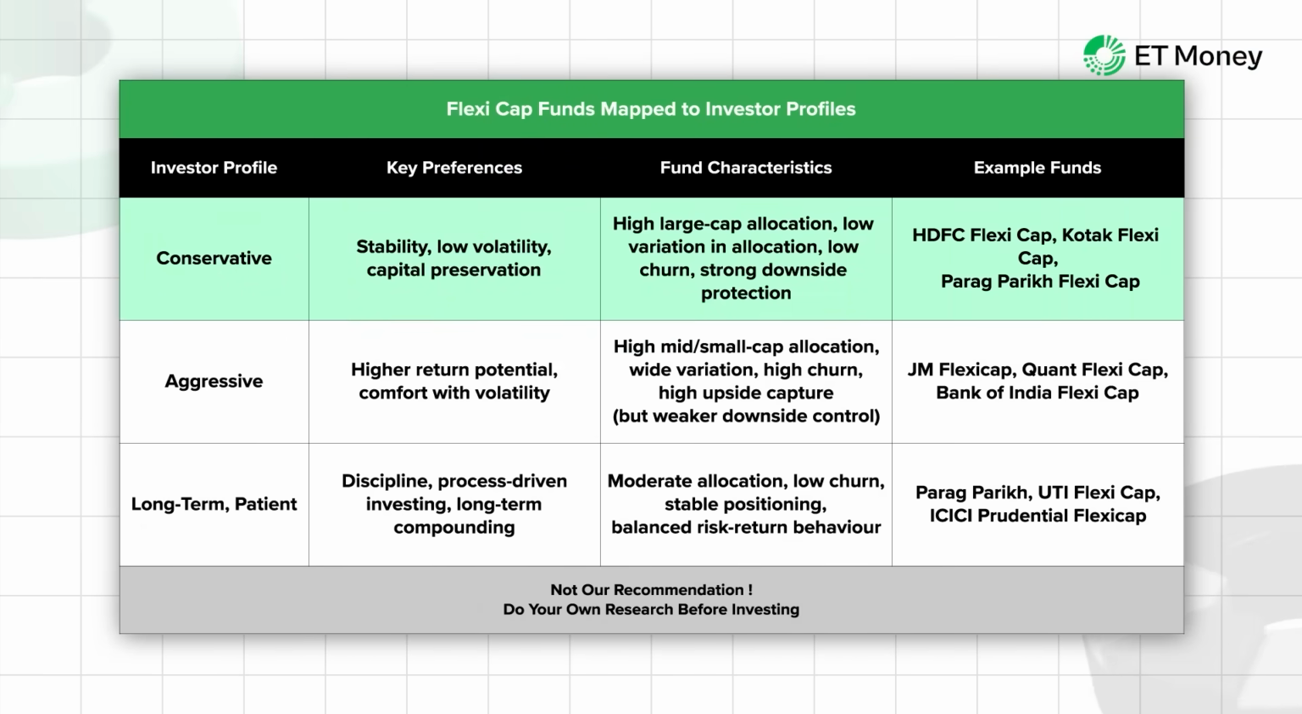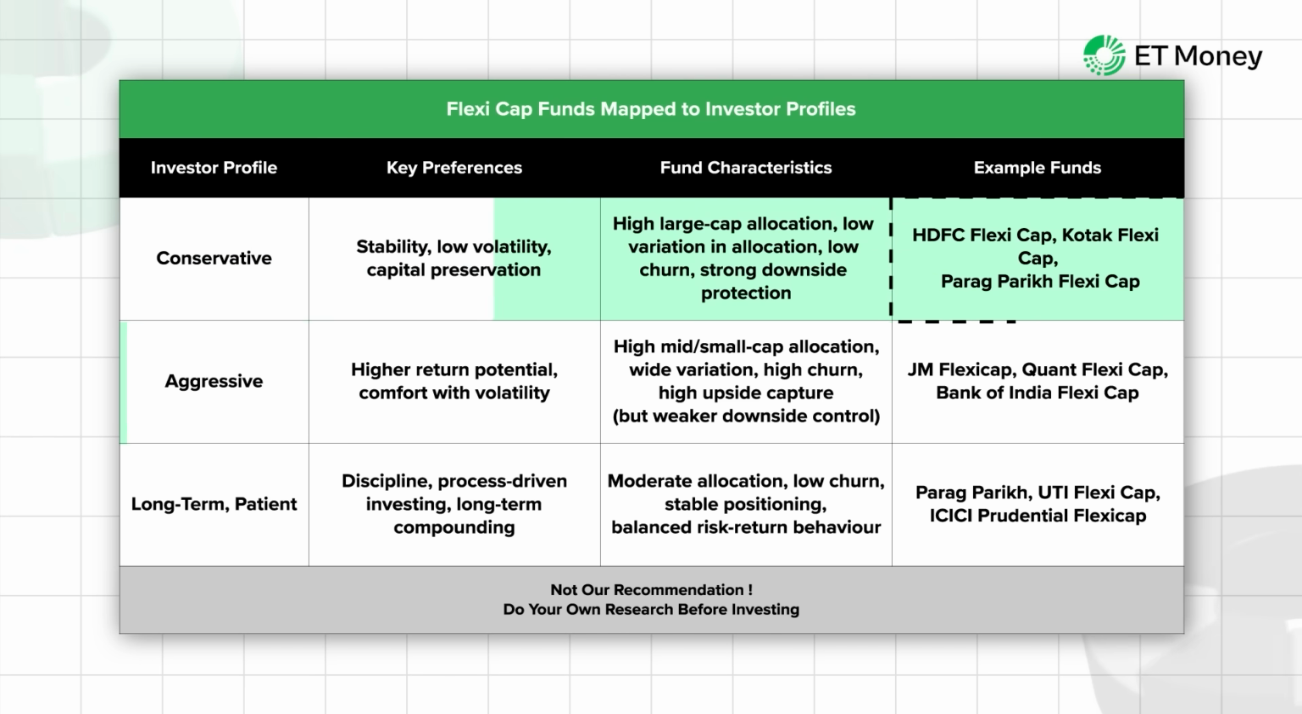We have now looked at how FlexiCap funds differ in terms of allocation, consistency, churn, and performance across market cycles. But ultimately, these metrics only matter when you match them to the kind of investor you are. So, if you are a relatively conservative investor who values stability, you would prefer funds with high large cap exposure, low variation in allocation, low churn, and strong downside protection. These funds aim for steady compounding rather than chasing market rallies. Examples include HDFC Flexi Cap, Kotak Flexi Cap, Parag Parikh Flexi Cap. All of these maintain consistent portfolios and manage downside well.